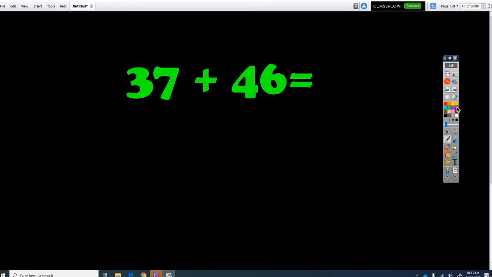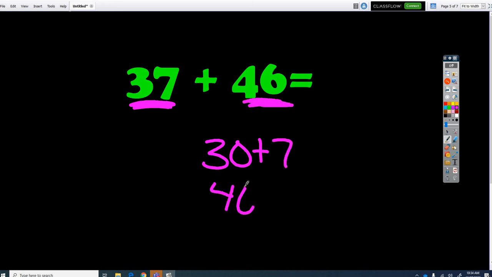So break apart strategy. The first thing you have to do in the break apart strategy is break both the numbers up. And that means expand them. So 37 would turn into, of course, 30 plus 7. And 46 would turn into 40 plus 6. Is that all we do? Are we done now?